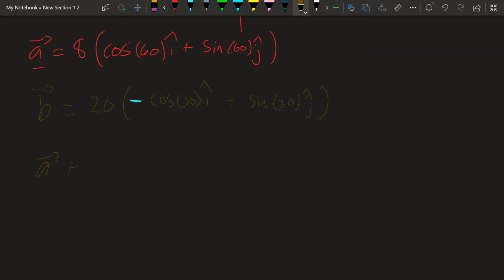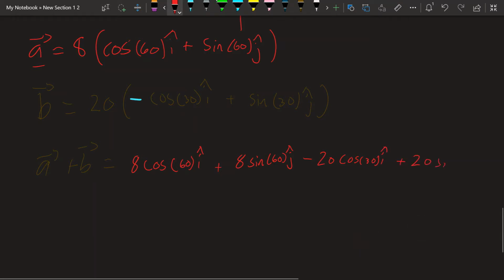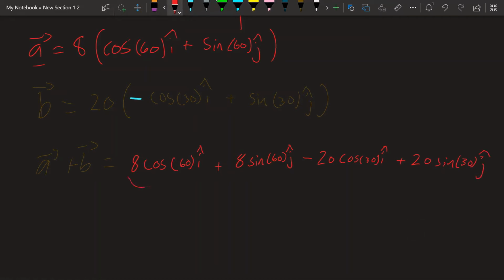They want us to find A plus B. Well, that's just like saying 8 cosine 60i, let me write it in better handwriting because people complain about handwriting all the time, plus 8 sine 60j. That's the equation for A, right? Minus 20 cosine 30i plus 20 sine 30j, right? Well, that's your answer.